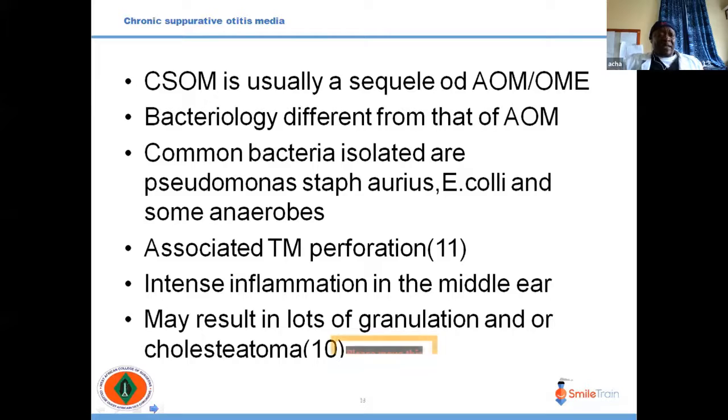Chronic suppurative otitis media is usually a sequela of acute otitis media. The bacteriology of chronic suppurative otitis media is quite different from that of acute otitis media. The commonest pathogens isolated are Staph aureus, E. coli, and some anaerobes. Usually when you do your examination, there is perforation of the tympanic membrane. Most of the time you have a central perforation, but you can equally have marginal or total perforation. And if you look well into the canal, into the middle ear cavity, you are going to see intense inflammation of the middle ear.